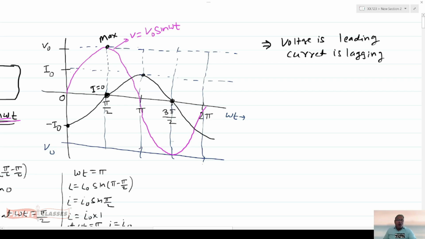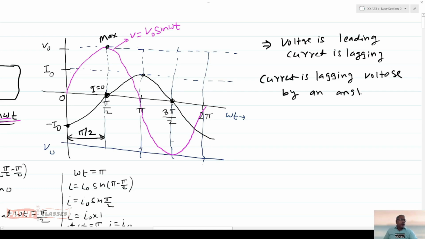By how much angle? By this much angle. You see this is pi by 2. So we say the current is lagging the voltage by an angle of pi by 2. So in an inductor circuit, current is lagging and the voltage is leading.